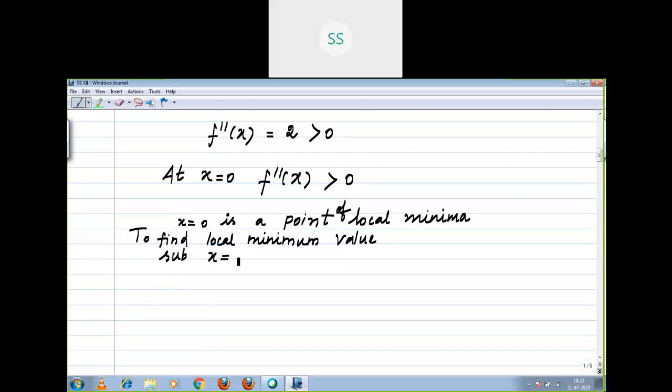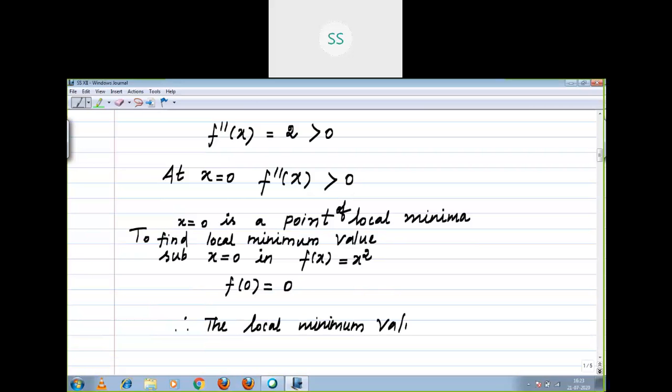Substitute x is equal to 0 in f of x equal to x square. Then what is your value? F of 0 is equal to 0. What is your local minimum value? 0, right? Therefore, the local minimum value is 0.